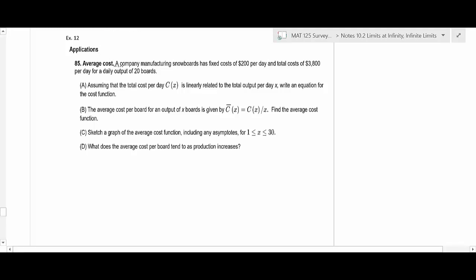So this one is saying that you have a company that is manufacturing snowboards, and this is how much it costs per day to run this operation. And what we call this thing is we call that a fixed cost. Okay, and that's a good thing to make a note of. That just means, okay, that's regardless of how many things are being produced and sold, that's a flat fee, okay, right there. Okay, and then it says a total cost of $3,800 per day for an output of 20 boards like that, okay? So we have to kind of put together a function like this.